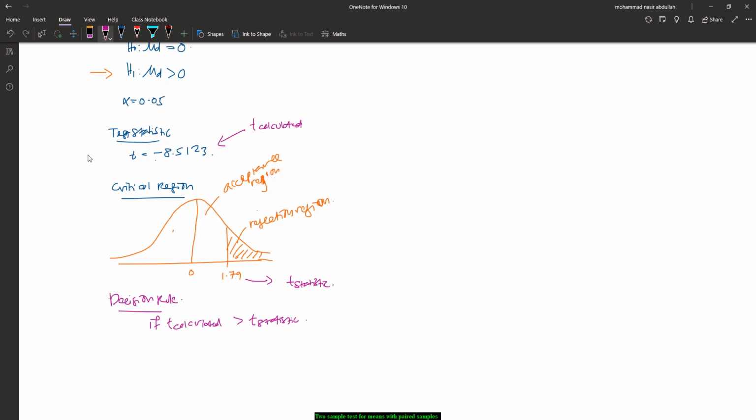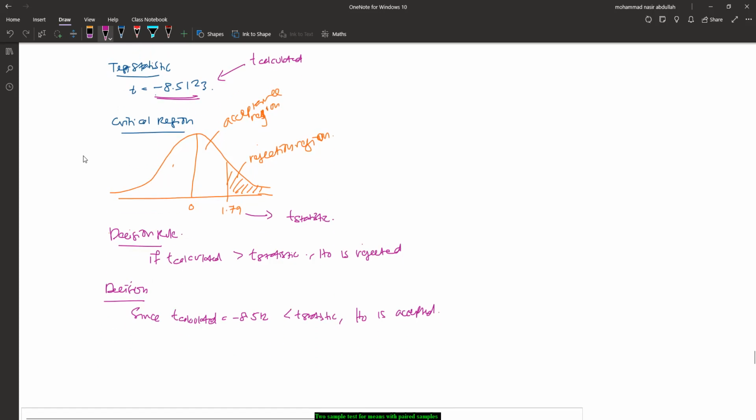If t calculated is more than t critical, then the null hypothesis is rejected. This means that if the value of t calculated lies in the rejection region, we reject the null hypothesis. If the t calculated lies before the rejection region, it falls under the acceptance region, and we accept the null hypothesis. So the decision is, since t calculated is equal to negative 8.512, which is less than the critical value, the null hypothesis is accepted.